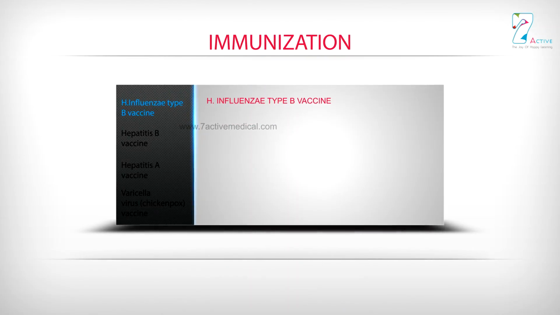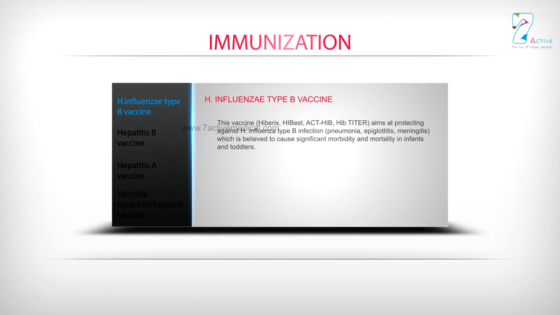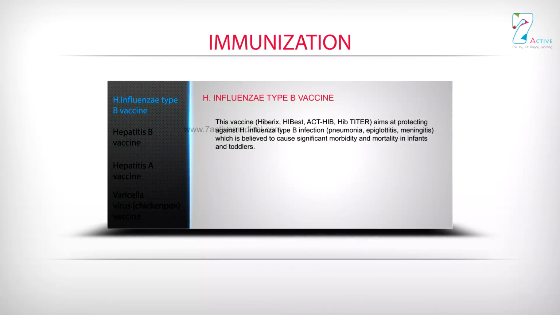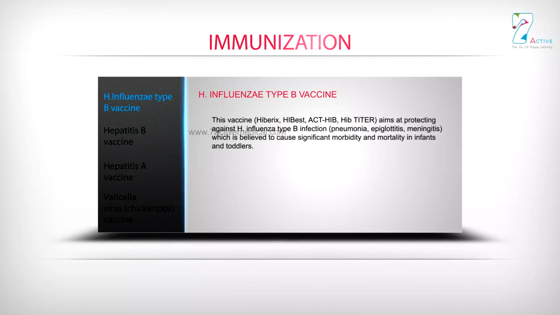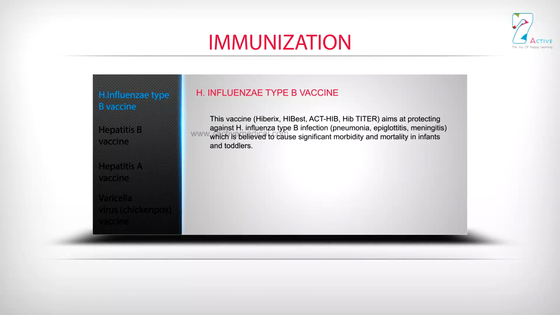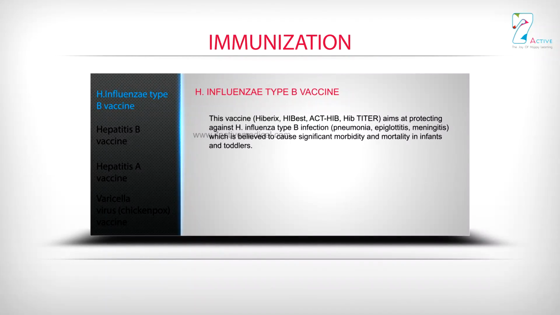H. Influenza Type B Vaccine. This vaccine, Hibest, ActHIB, HIBTITER, aims at protecting against H. influenza type B infection, pneumonia, epiglottitis, meningitis, which is believed to cause significant morbidity and mortality in infants and toddlers.